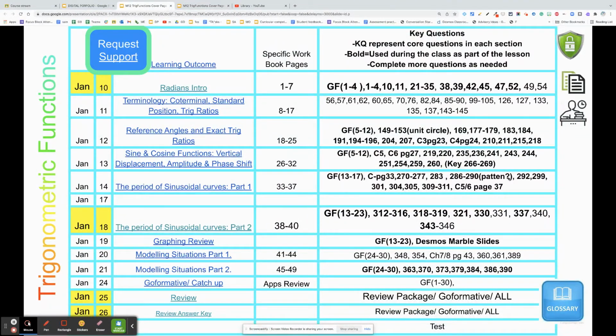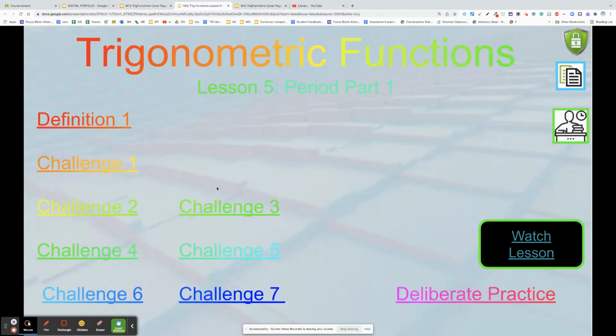And great questions to look at within there would be these bolded questions. And of course, the Go Formative is your essential place to let me know how you are doing. So please do those questions. And here we go. So period of sinusoidal curves.